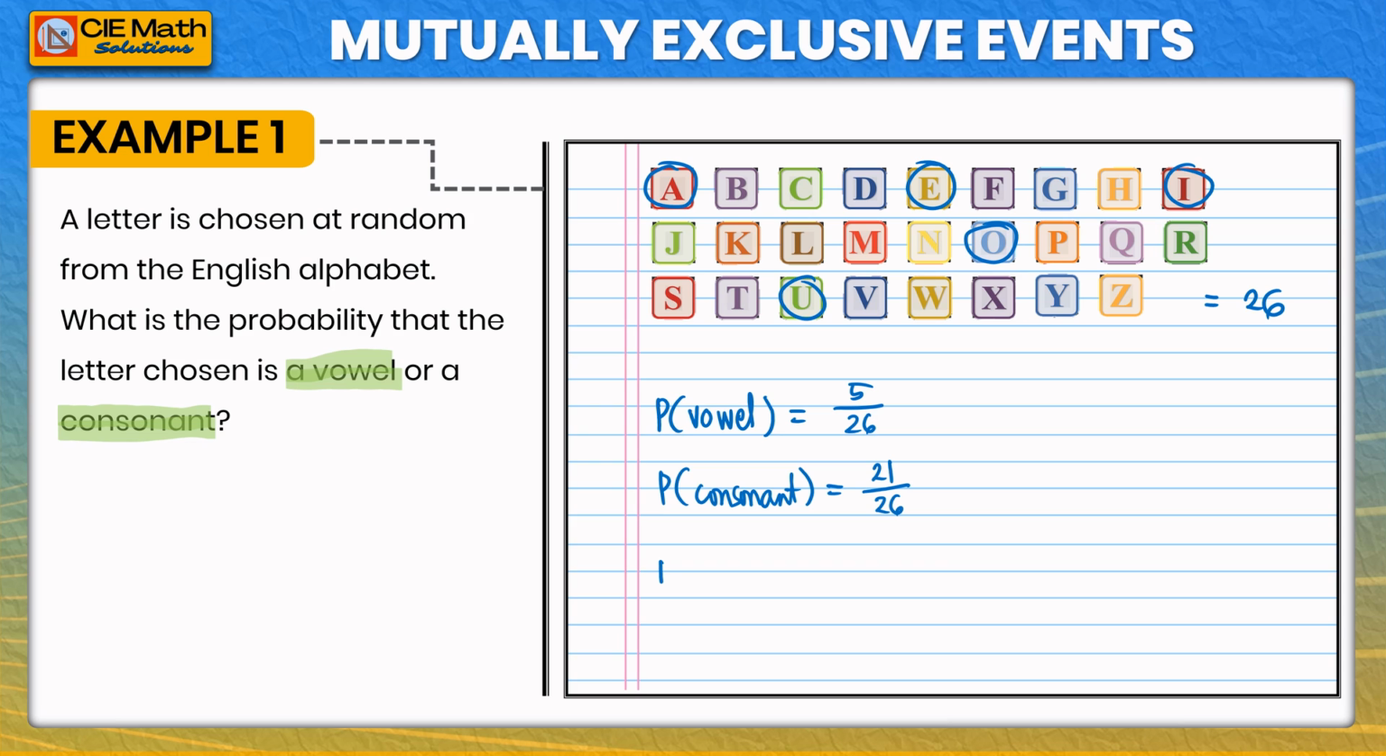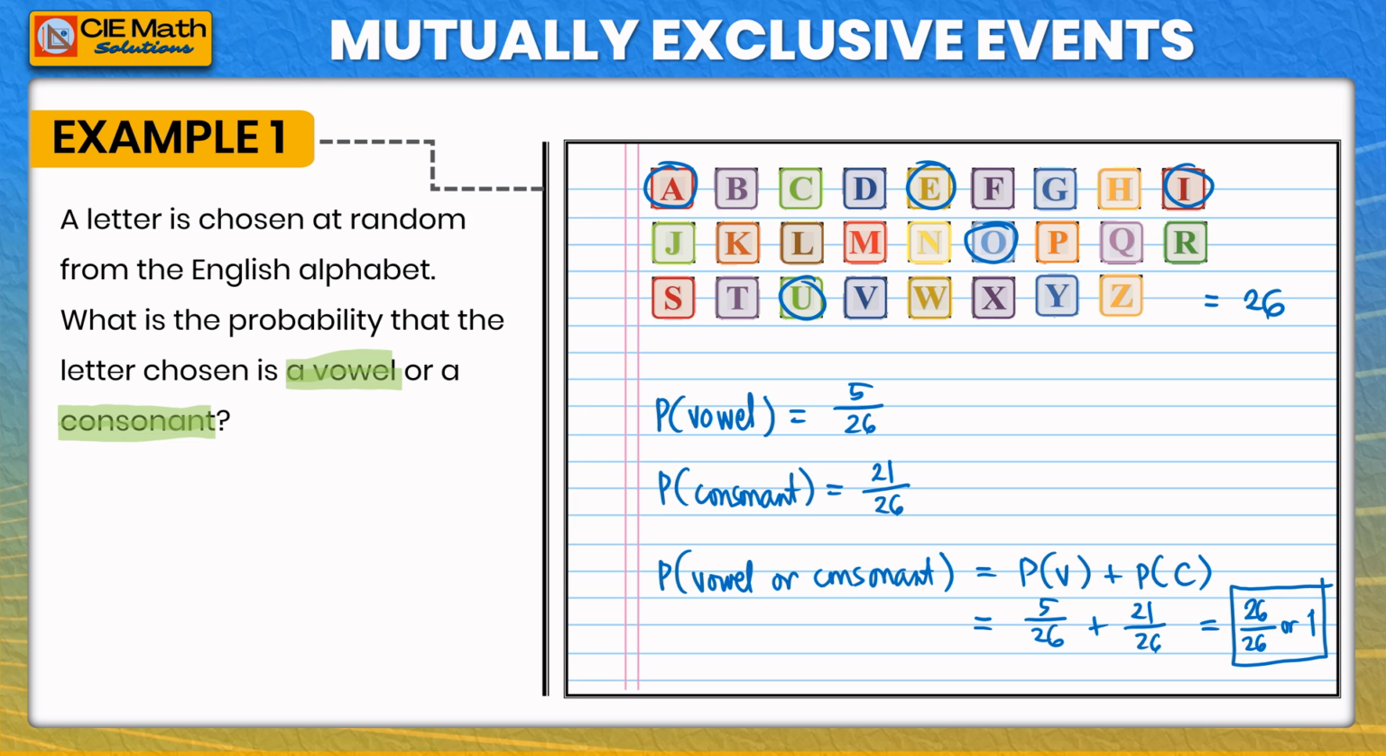To get then the probability of getting a vowel or a consonant, it will be equal to the probability of getting a vowel plus the probability of getting a consonant. That is 5 over 26 plus 21 over 26, which gives us an answer of 26 over 26 or 1. So the probability of getting a vowel or a consonant is equal to 1. The reason is that if we add the number of vowels and the number of consonants, it's equal to the total number of letters. So it will be 100%.